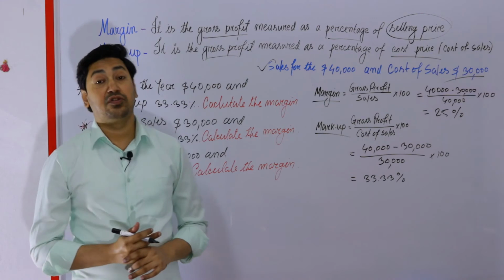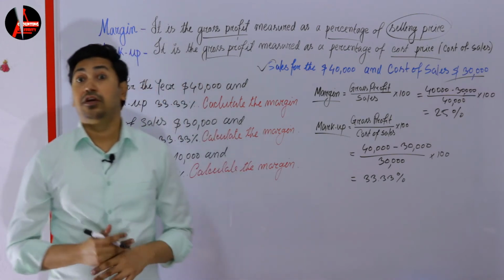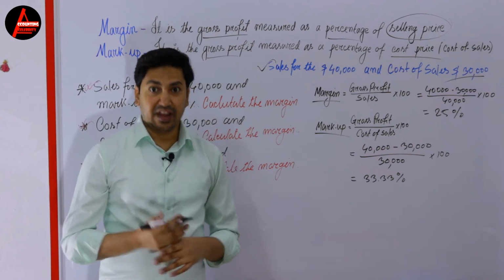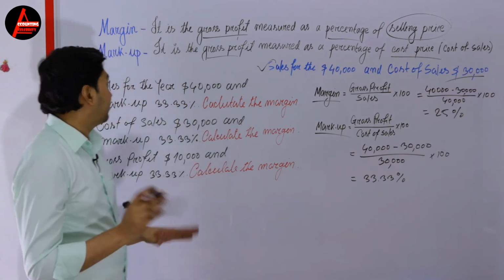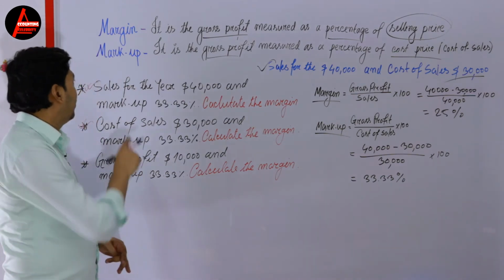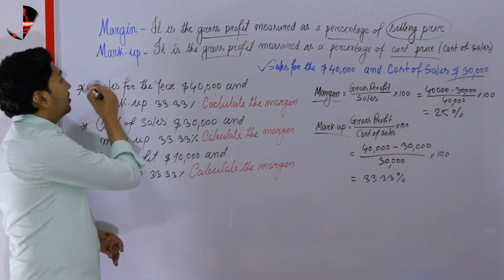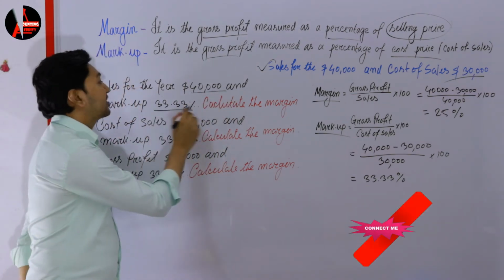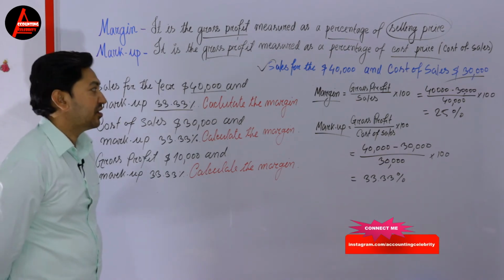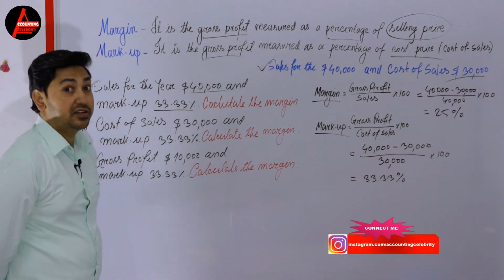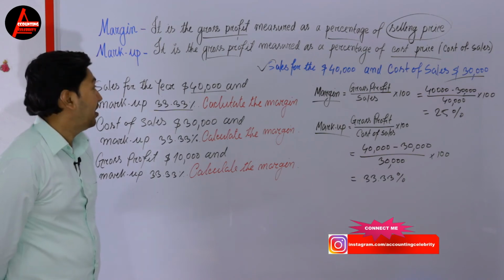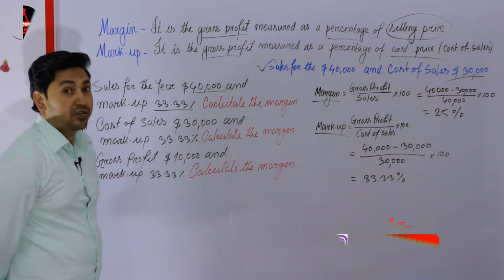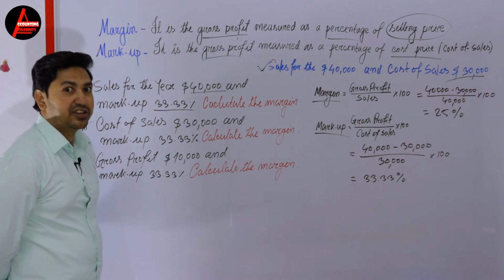But this information will not be given all the time. Different times you will get questions in different ways. Okay, so I'll show you some twisted questions. Look here. Here first one, sales for the year is $40,000 and markup is 33.33%. Calculate the margin. What do you think? It's tricky, yeah? So sales is given here, markup is given, no cost of sales, no gross profit. So how to calculate margin?